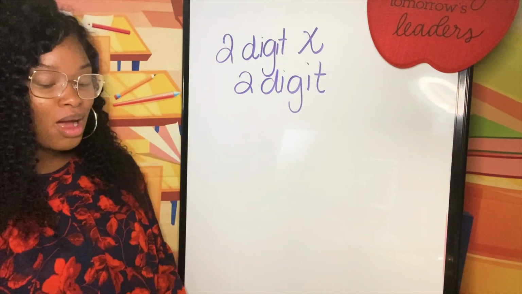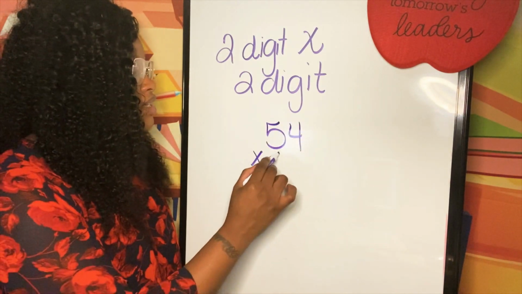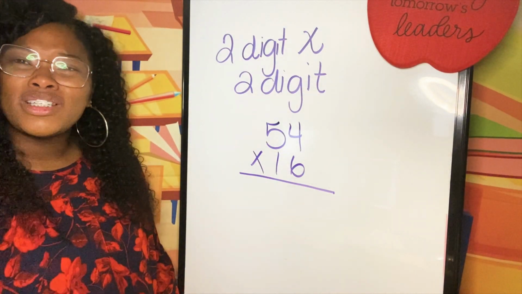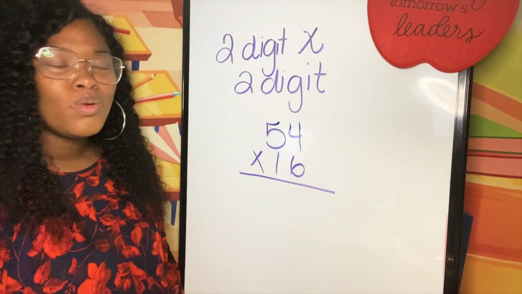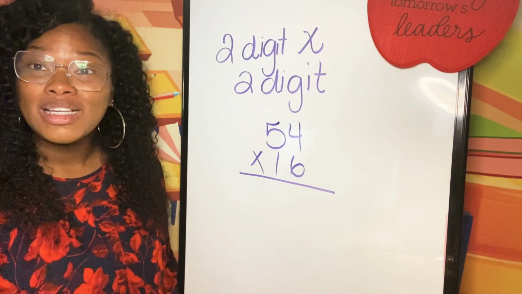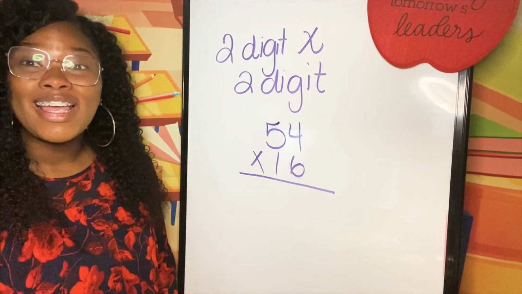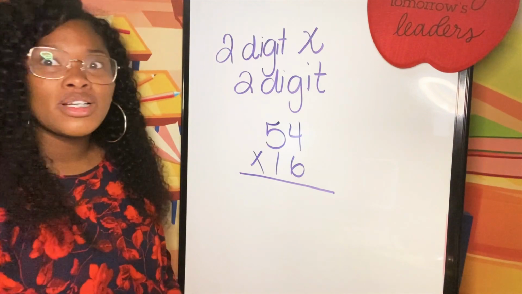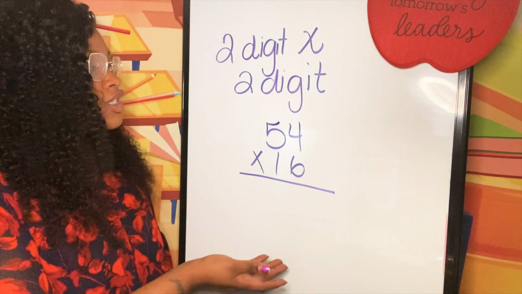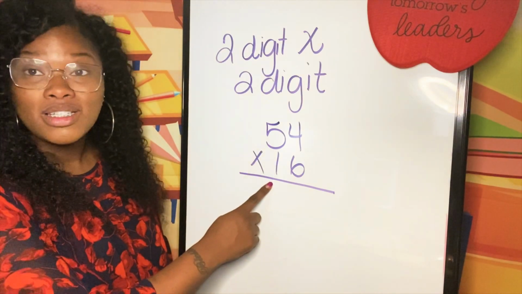Our first problem is going to be 54 times 16. What I like to always do is to ask yourself, and it's very important to talk to yourself in math, what is my spotlight number? There's no way that you can find your spotlight number without knowing place value. Place value is extremely important in math. So it's important to always start in your ones place. We know here that our 4 and our 6 are in the ones place, and our 5 and our 1 are in the tens place.